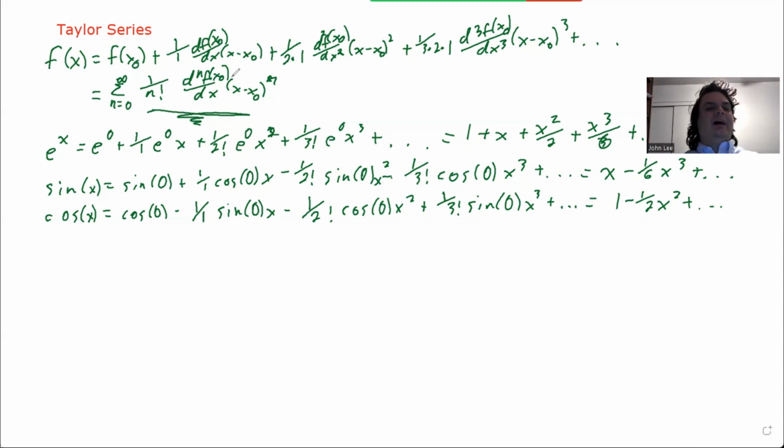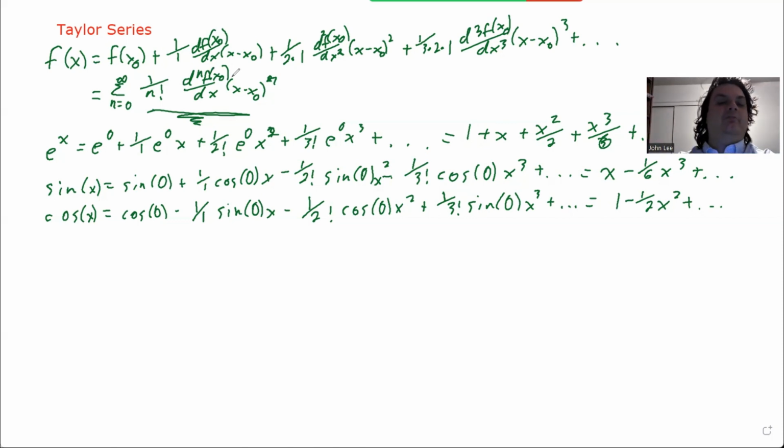So this equation gives us the Taylor series. For example, I did the Taylor series for a number of simple equations, and I'll get to why in a second. e to the x equals f of 0, which is e to the 0, plus 1 over 1 times the derivative of e to the x at x equals 0, which is again e to the 0, times x, plus 1 over 2 factorial e to the 0 times x squared, plus 1 over 3 factorial e to the 0 times x cubed, which ends up being 1 plus x plus x squared over 2 plus x cubed over 6 plus dot dot dot.